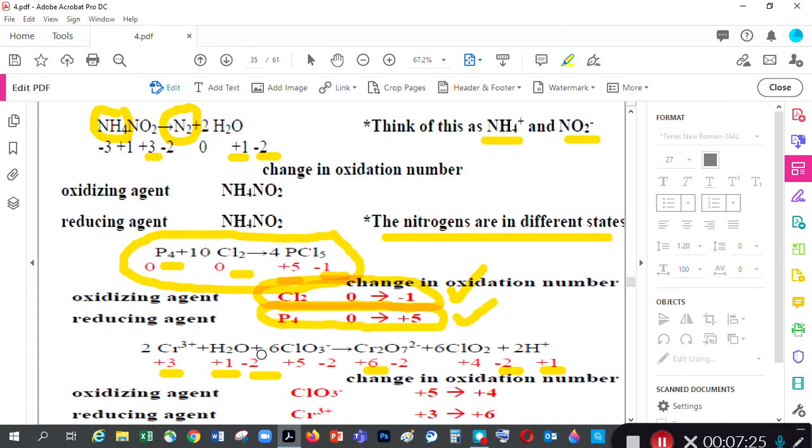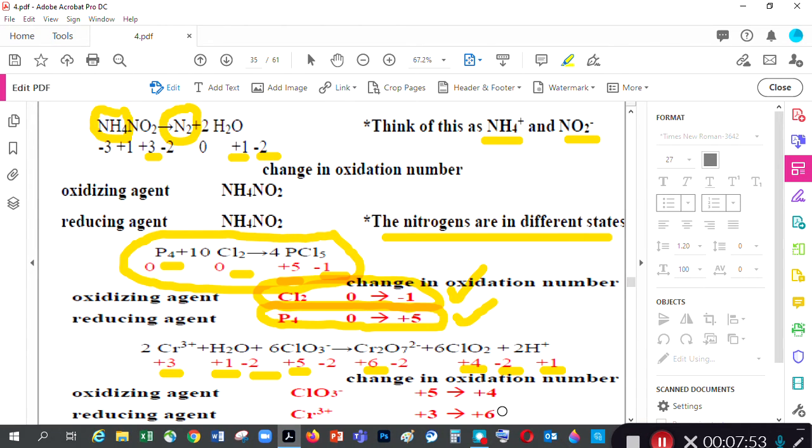How about chlorine? Chlorine is +5 here and +4. So chlorine is being reduced. Chlorine is being reduced in chlorate from +5 to +4 in chlorine dioxide, and the chromium ion is being oxidized from +3 to +6 in the dichromate, correct? So again, which one is oxidizing, which one is reducing?